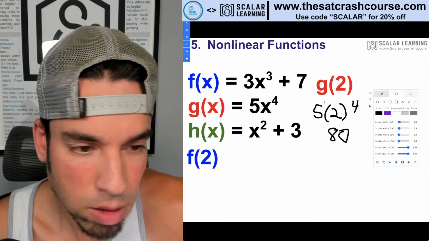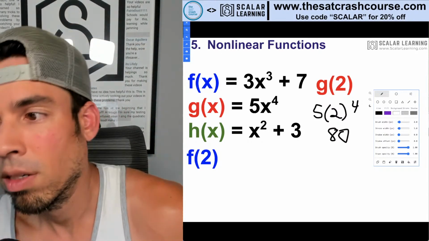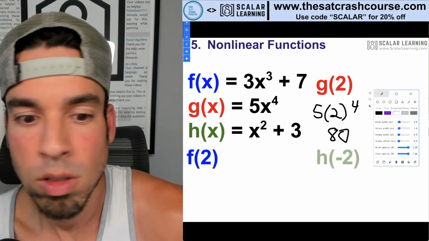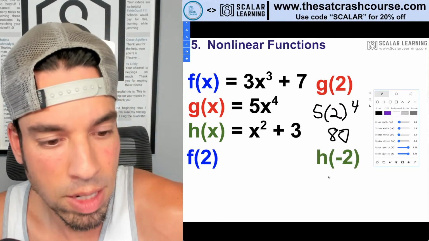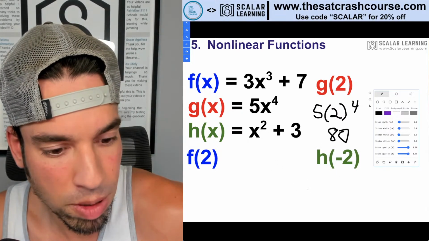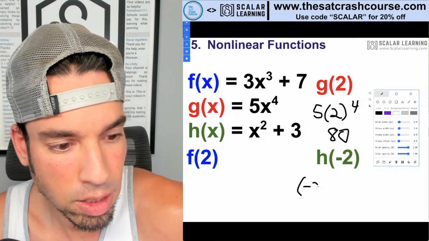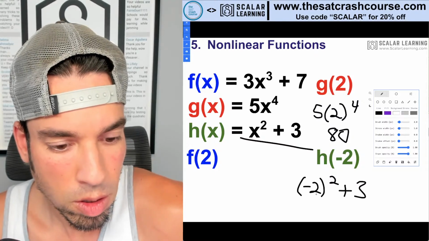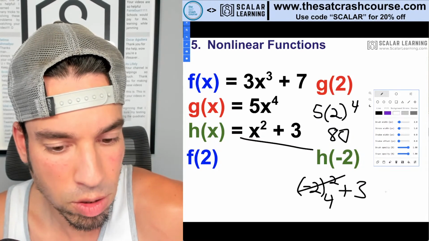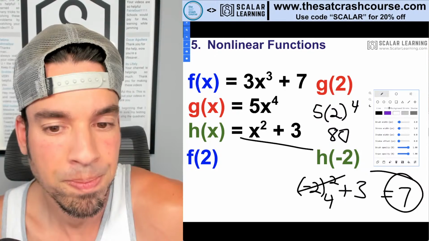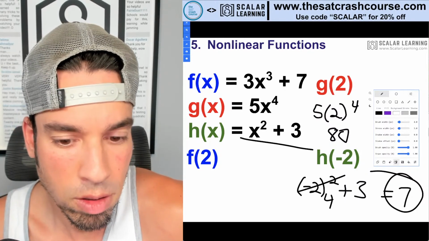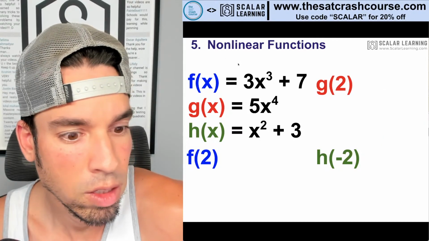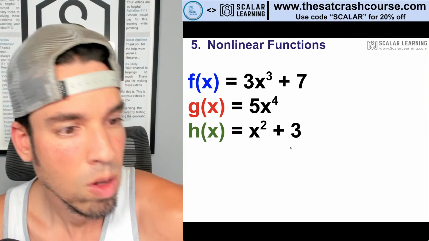Hold on, I need to see how I can flip to the next one without losing this. There we go. And then we want h of negative 2. So again, now I'm plugging in negative 2 for x in the h function. Negative 2 squared is 4 plus 3 equals 7. And that's how you do it. All right, let's move on.